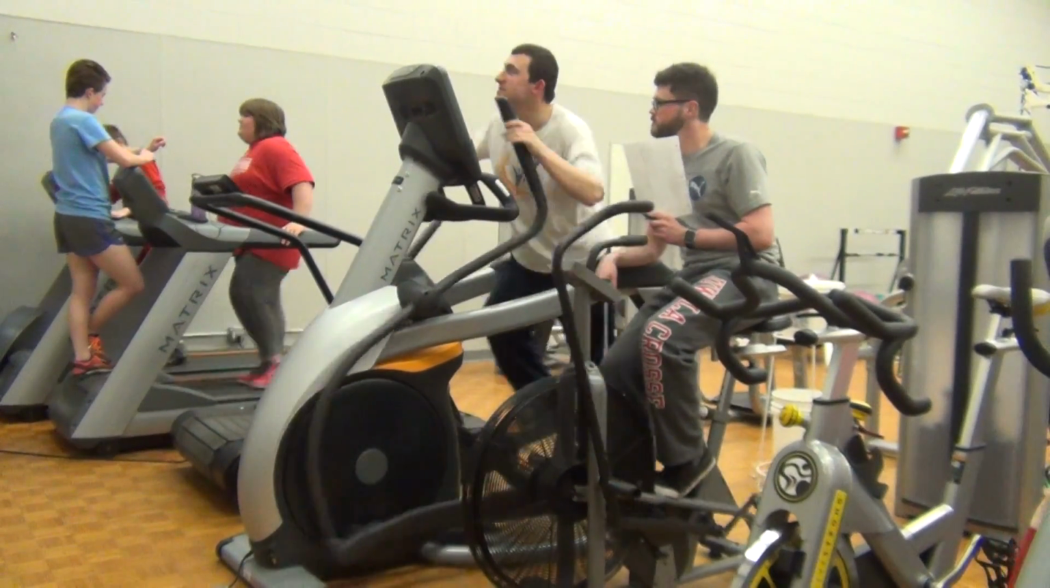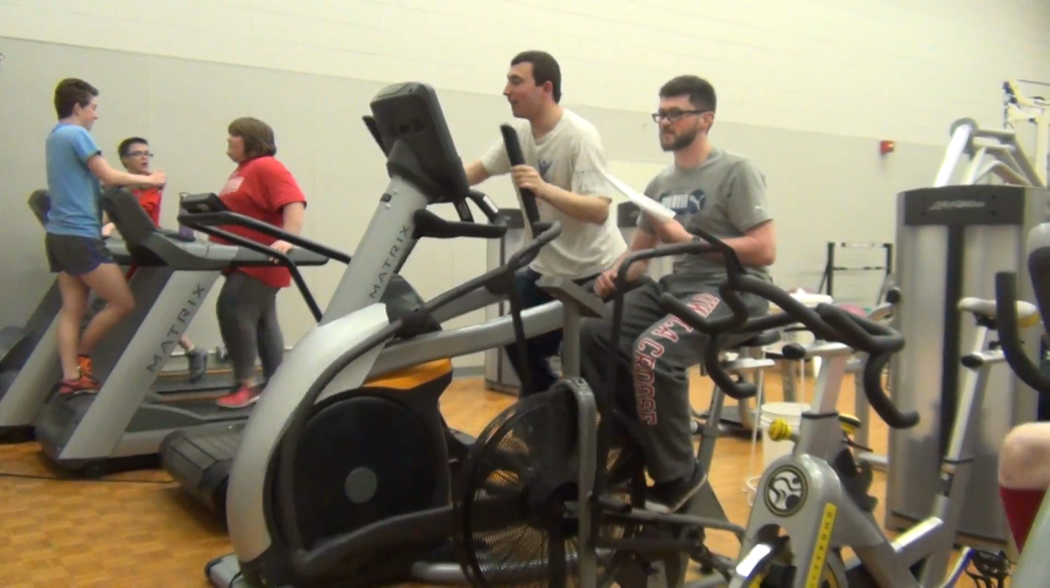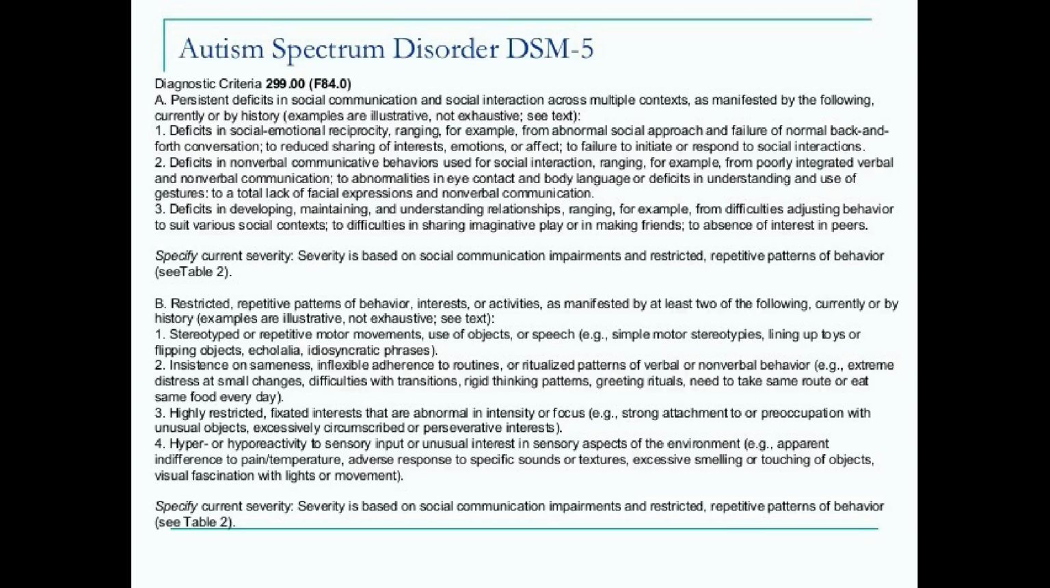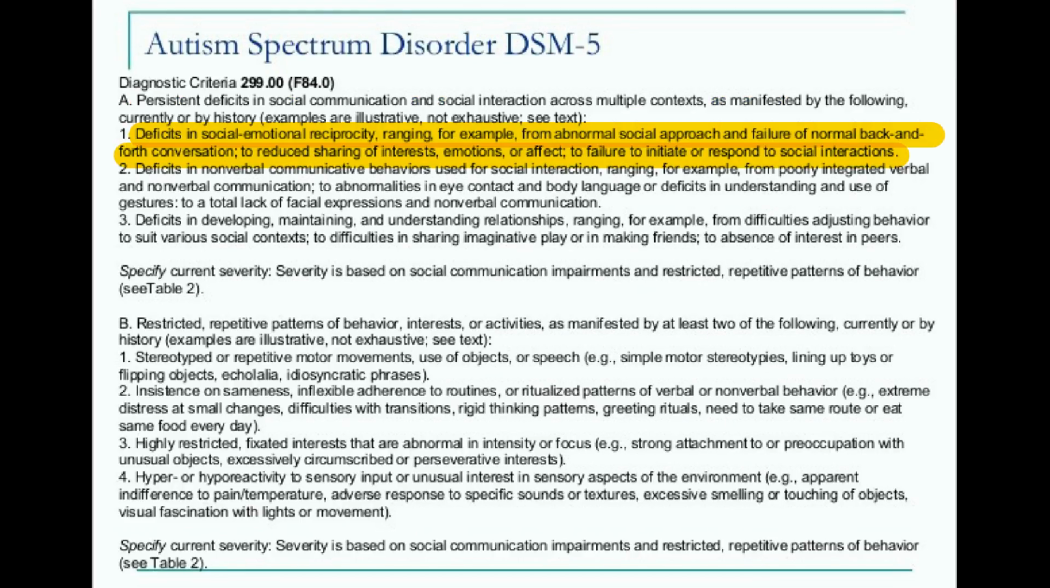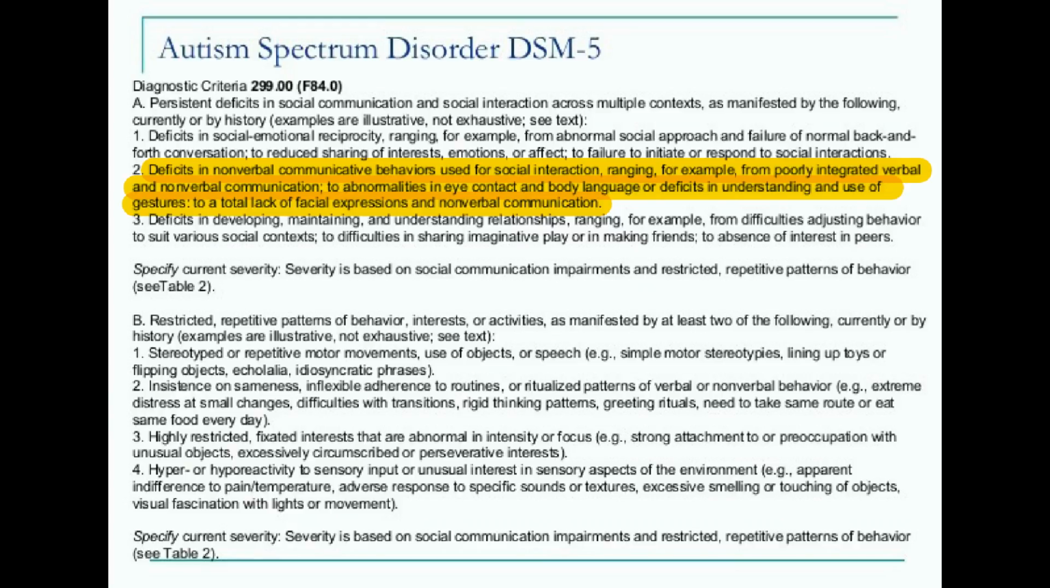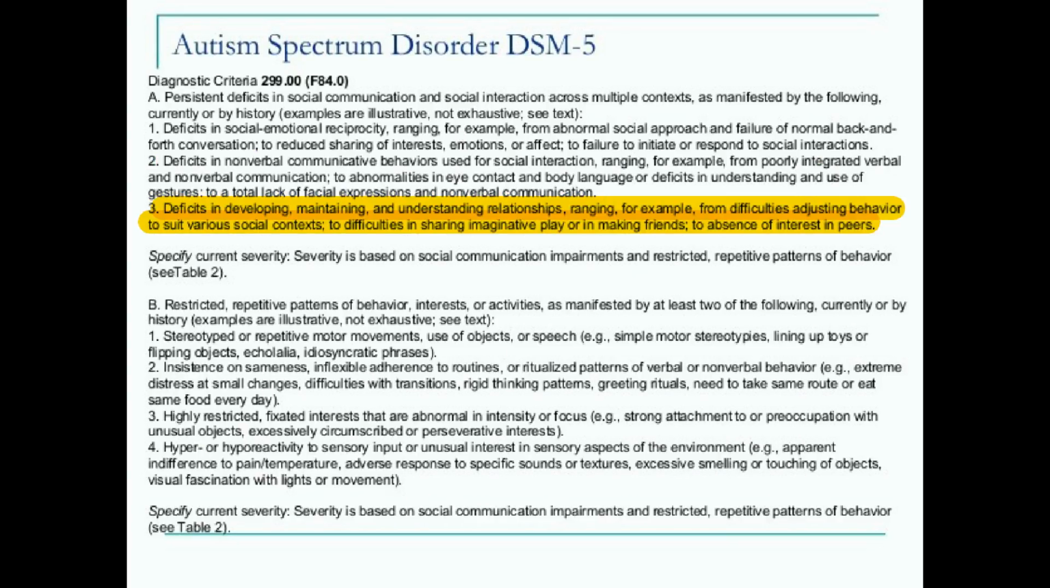Since this video is designed to help educators teach students with ASD, it is important to describe autism and some learning and behavioral characteristics of students with ASD. According to the DSM-5 from the American Psychiatric Association, autism spectrum disorder is characterized as a persistent deficit in social communication and social interactions across multiple contexts, currently or by history, as manifested by deficits in social-emotional reciprocity, deficits in nonverbal communication, deficits in developing, maintaining, and understanding relationships.